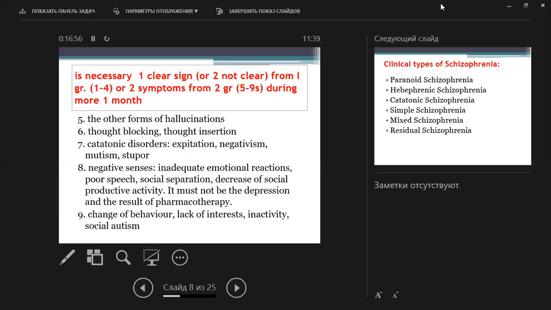We must exclude it. Firstly, the relatives complain that these patients stay at home, decrease interest, do not contact friends, and so on. The productivity is decreased, they lose job, lose education, and so on. These are negative symptoms, and change of behavior. I repeat, lack of interest in activity, social autism.